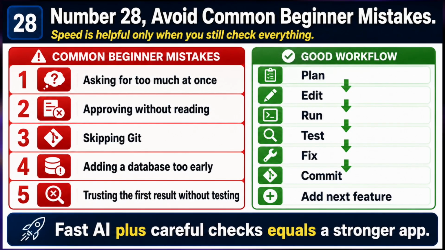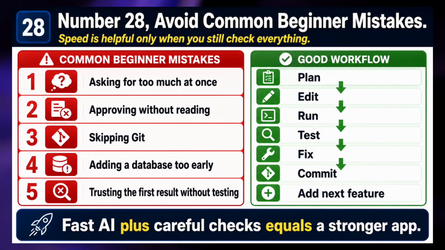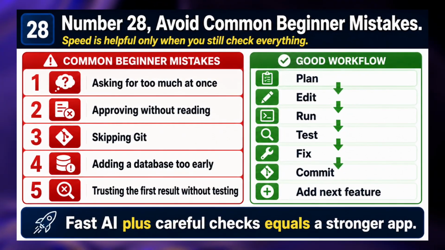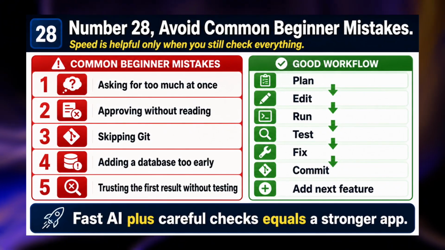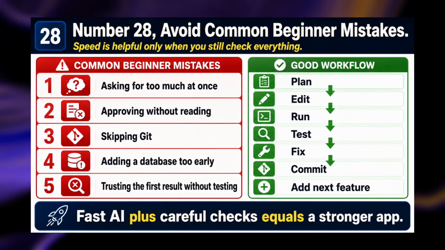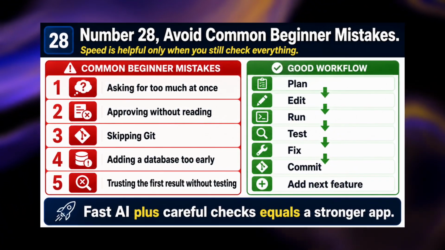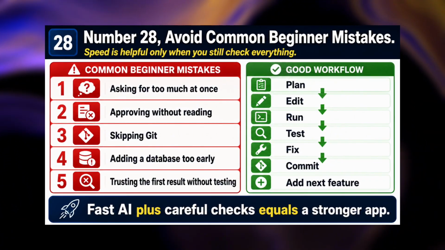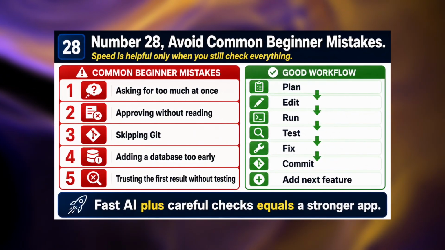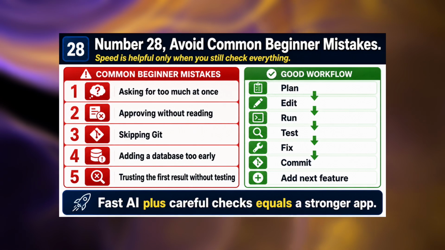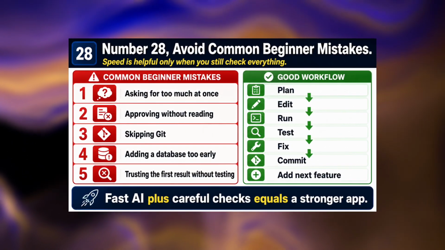Number 28. Avoid common beginner mistakes. The biggest mistake is asking for too much at once. The second mistake is approving changes without reading them. The third mistake is skipping Git. The fourth mistake is adding a database before the app has a clear workflow. The fifth mistake is trusting the first result without testing. Claude Code can move fast, but speed without checks creates fragile software. A good beginner workflow is plan, edit, run, test, fix, commit, then add the next feature.